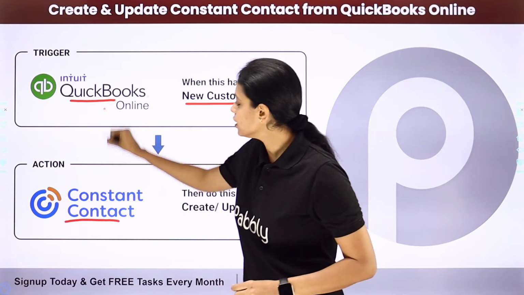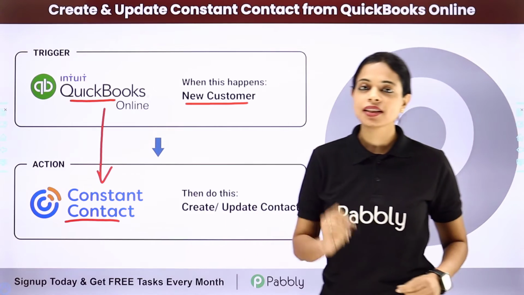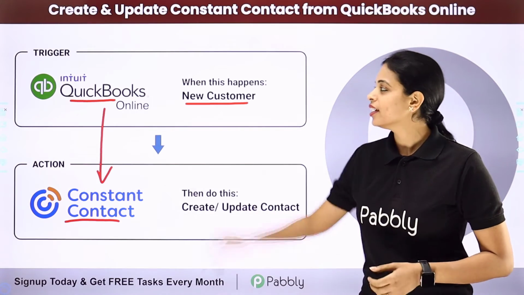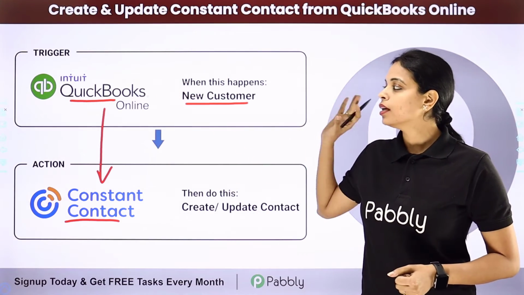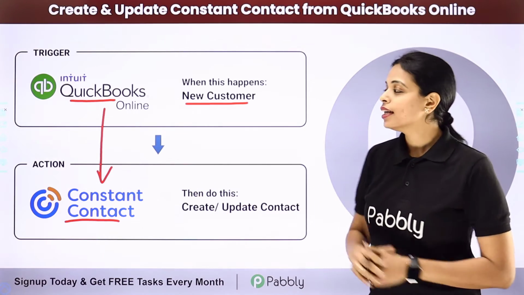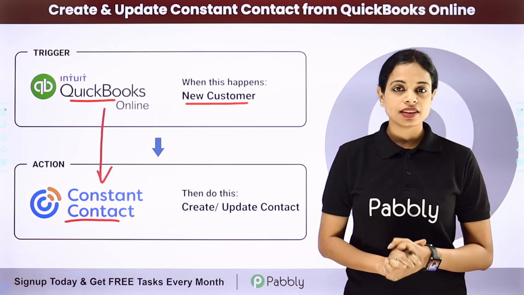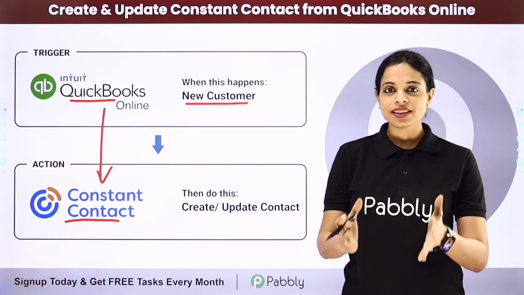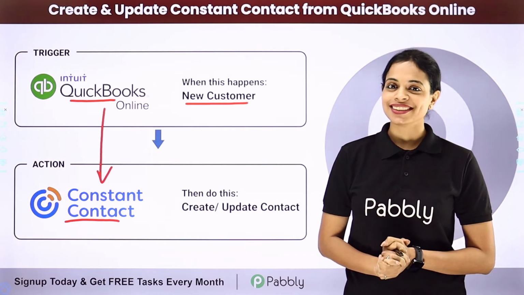For this, you will have to integrate the two applications, and the same thing can be done using Pabbly Connect software. Here, your trigger application would be QuickBooks and your action application would be Constant Contact. Now, how can you do this yourself, integrate and automate this entire process? To understand that, let me take you to my screen.